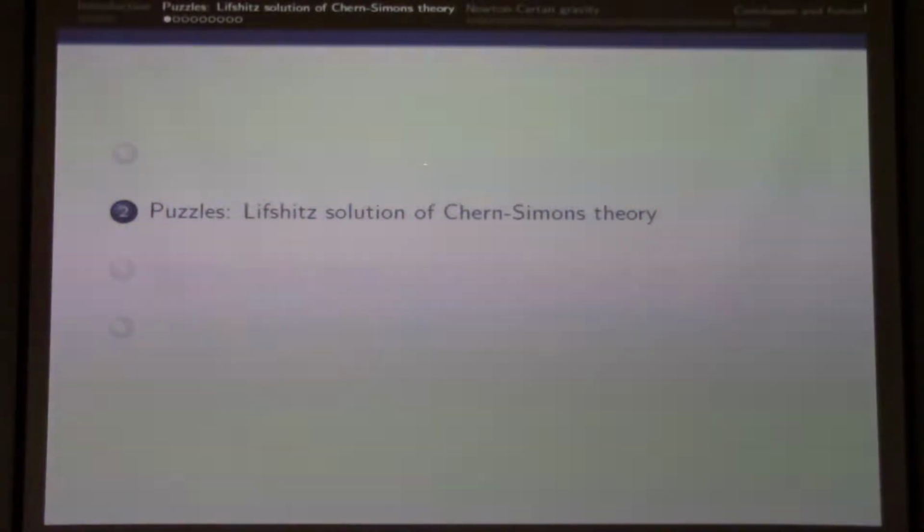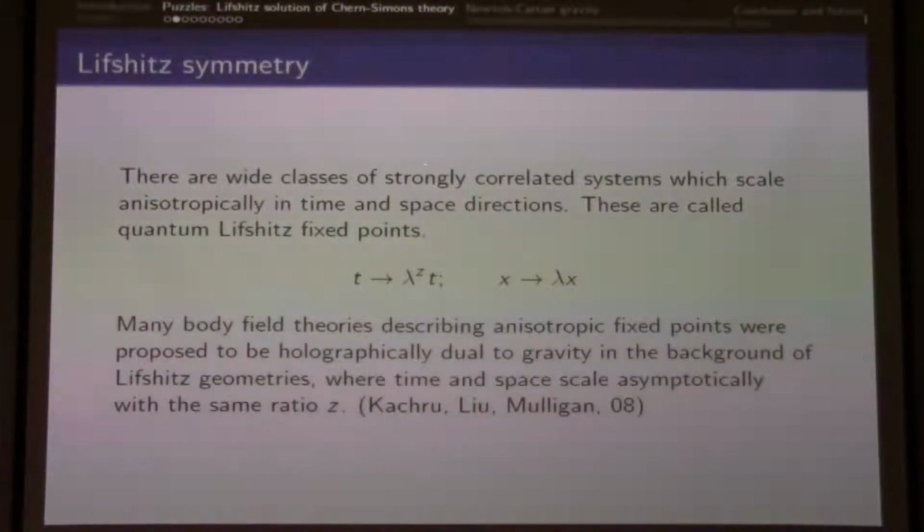Yeah, I agree. So let me explain the puzzles in Lifshitz's holographic theory. This is my initial motivation for this project. So Lifshitz symmetry is describing the anisotropic scaling in time and space directions, and t scales with the power z, x scales normally, and this appears normally in strongly coupled condensed matter systems.